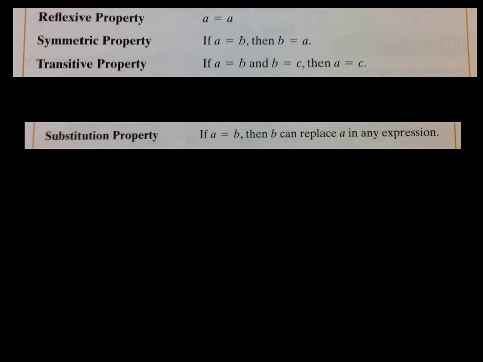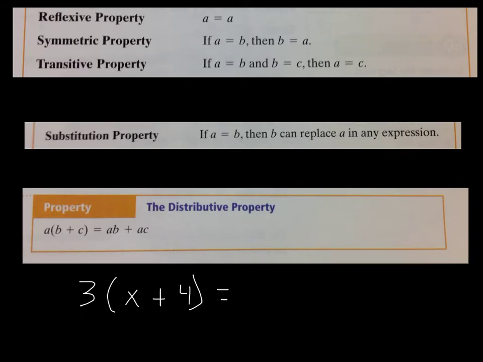Our last property of equality is the substitution property. And I think our students are pretty familiar with substitution, so I'm not going to spend time on that. Our next property is the distributive property, and that simply is using distribution where we multiply the 3 times the x and the 3 times the 4. Right here we have used the distributive property.